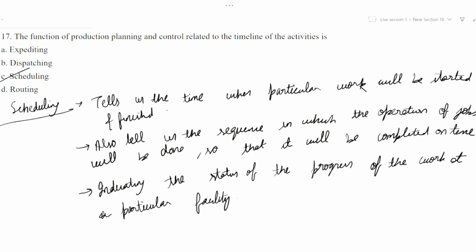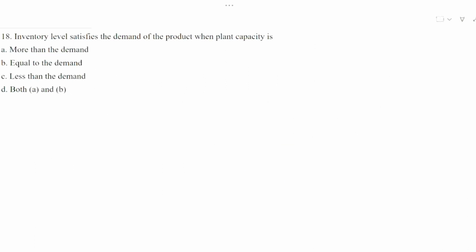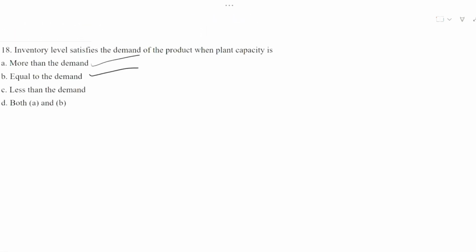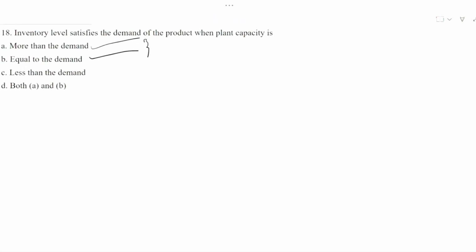Now, next is inventory level satisfies the demand of the product when planned capacity is, well, this is equal to the demand or more than the demand. This is obvious. If our inventory is more than the demand or equal to the demand, then only if the planned capacity is more than demand or equal to the demand, then only inventory level can be satisfied.